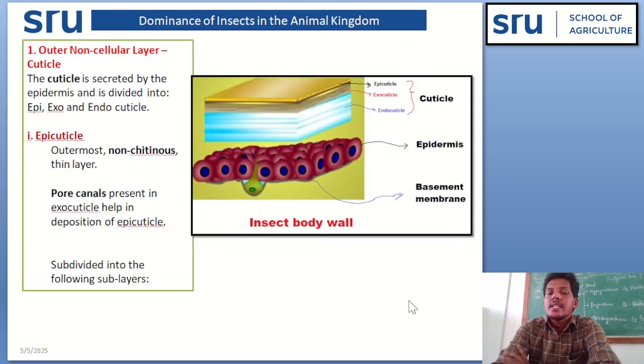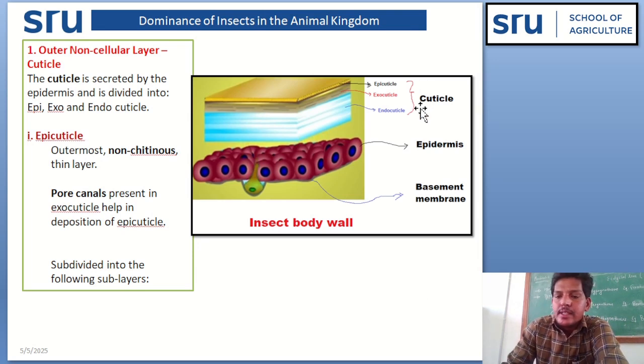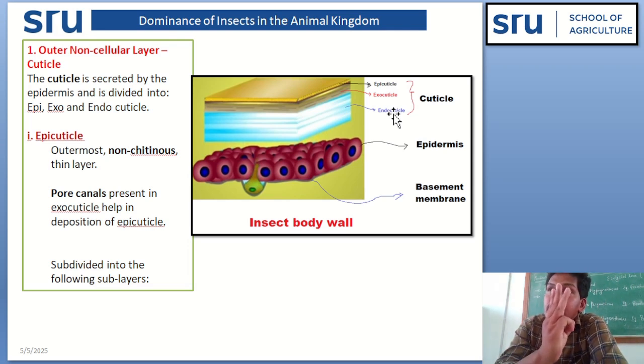So we are discussing in detail the outer non-cellular layer, that is the cuticle. From here to here, this is the cuticle. This cuticle is actually secreted by the epidermal layer, and it is divided into three layers: epicuticle, exocuticle, and endocuticle.